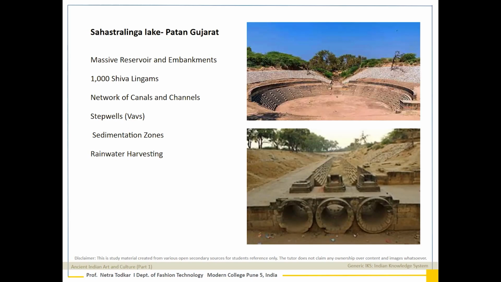Sahasralinga Lake of Patan, Gujarat. It is a massive man-made reservoir which is also a step well and has a network of canals and channels providing water for irrigation and drinking to the entire area. Rainwater harvesting system is also there in this lake.